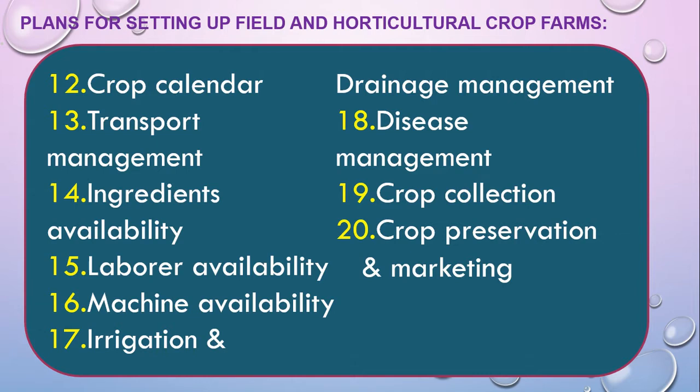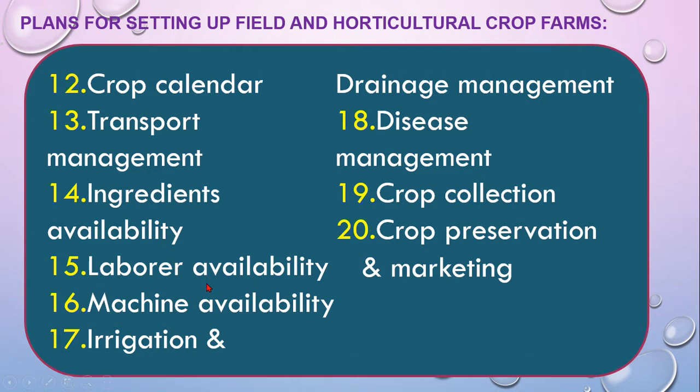That is why the transport system, that means the roads and transport facilities, will be available in this area or not. You have to think about that first. Ingredients availability, like fertilizer, pesticide, seed, and other materials. If they are not available near the farm, then the farm activities will not continue smoothly.